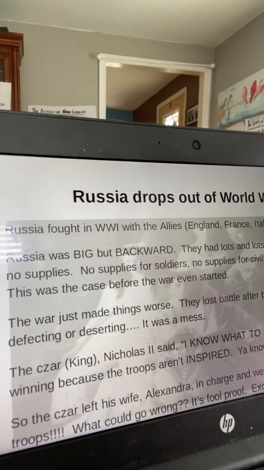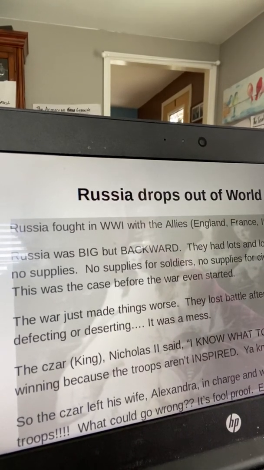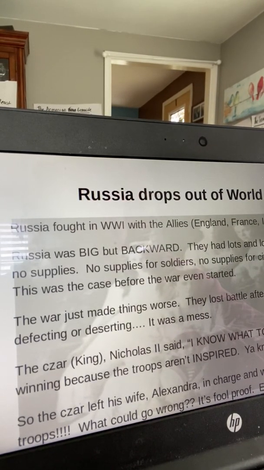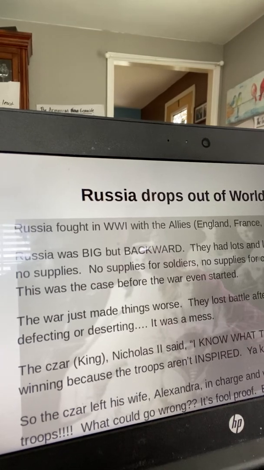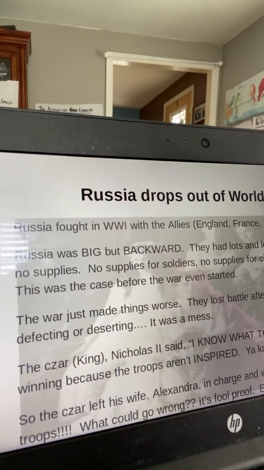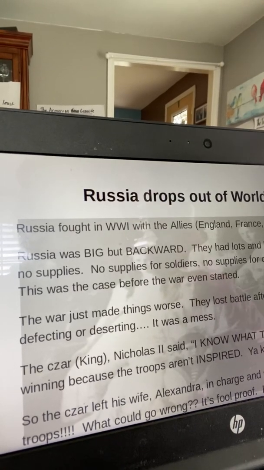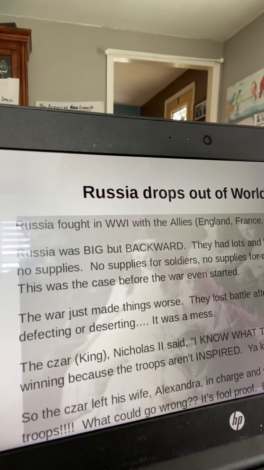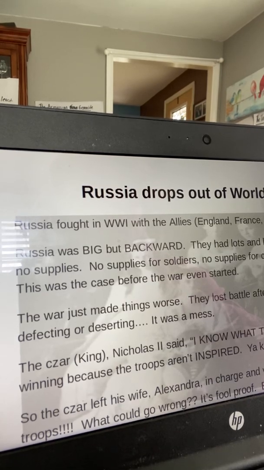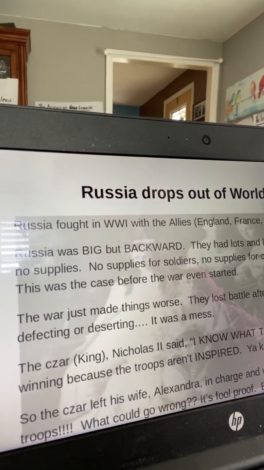One of the bummers is as the U.S. was kind of getting ready to join the war, Russia was dropping out of the war. Russia fought with the Allies, England, France, and Italy, throughout World War I, and, spoiler alert, in World War II. Russia was a gigantic country, but it was very backwards. They didn't have much technology, but they had lots and lots of people.